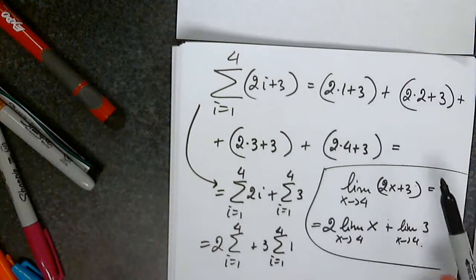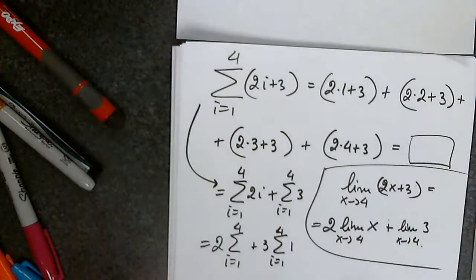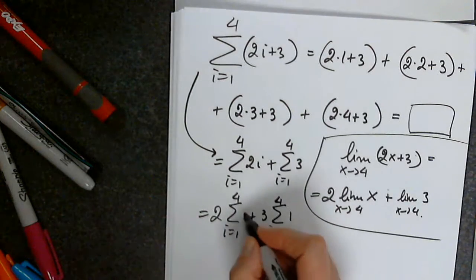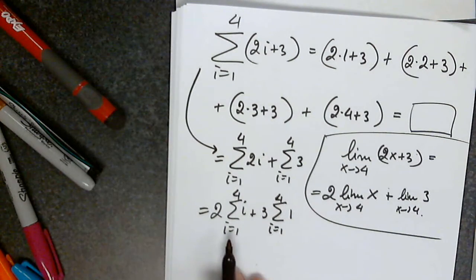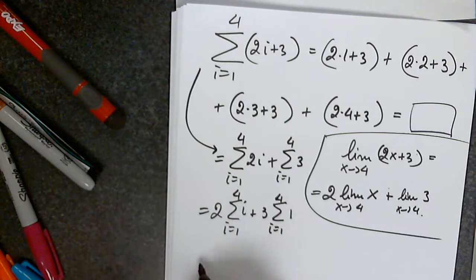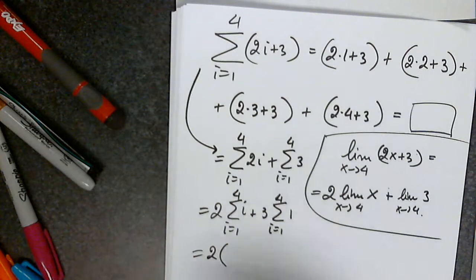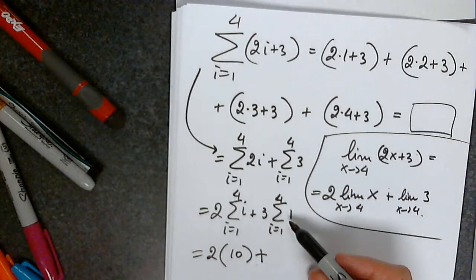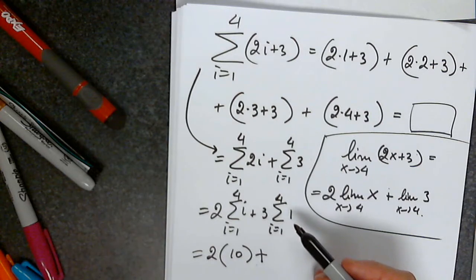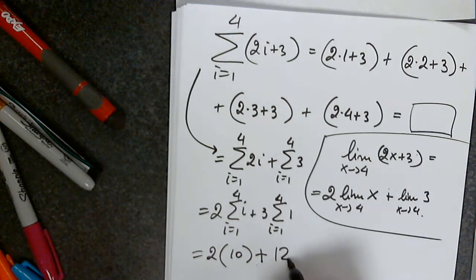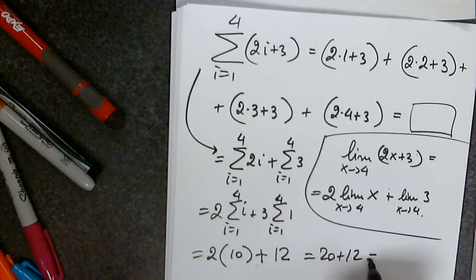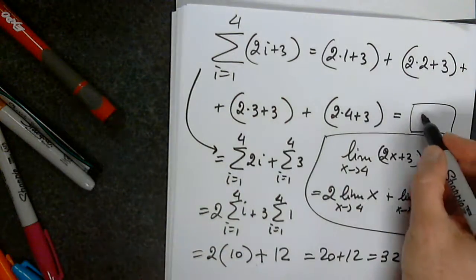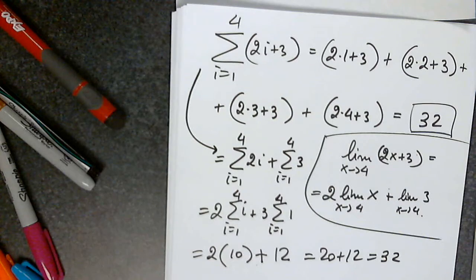Instead of going through term by term and then finding the final answer, which will be the same, it's easier to do this and say 2, and in parentheses, 1 plus 2 plus 3 plus 4. 1 plus 2 is 3, 3 plus 3 is 6, 6 plus 4 is 10. Plus 3 times 1 4 times. 1 plus 1 plus 1 plus 1. So this is 12. So this is 20 plus 12, which is 32. If you calculate this, you will get exactly the same number.